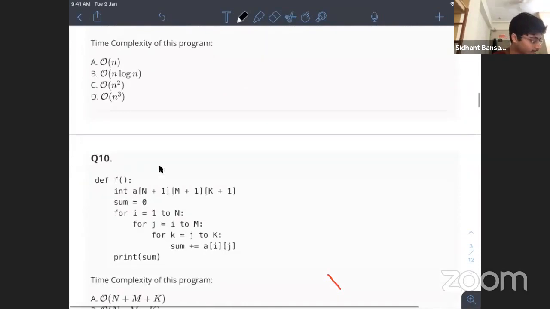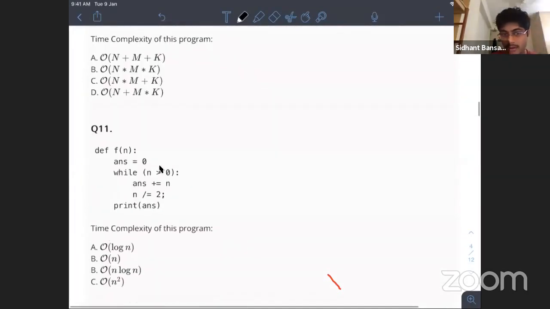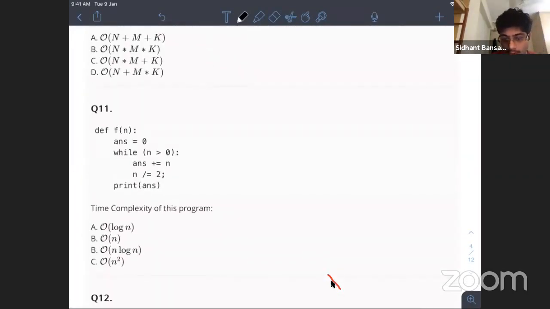Okay. The next question I had was question 11. You can read the function f of n. Firstly, does anyone have any ideas what answer is trying to print here? Yeah, the complexity analysis is log n. Other player and Sidhant Bansal both are correct. What is answer trying to print here? Just try to think of that, roughly.